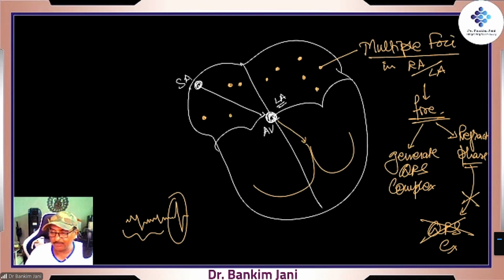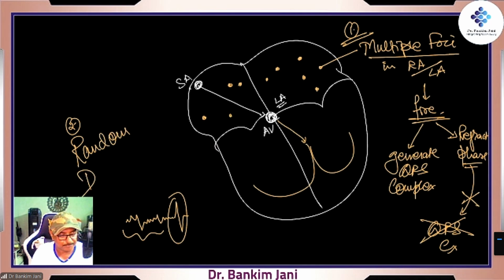And so this is multiple foci. That is the first point. And the second one, why this is irregularly irregular, is because of the random depolarization.